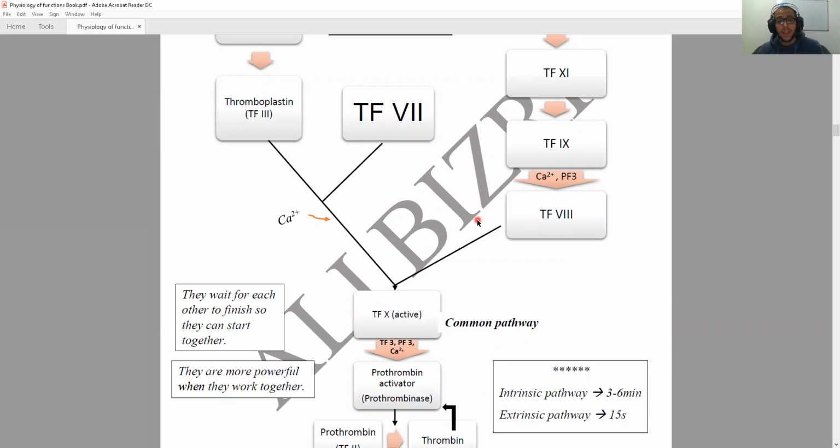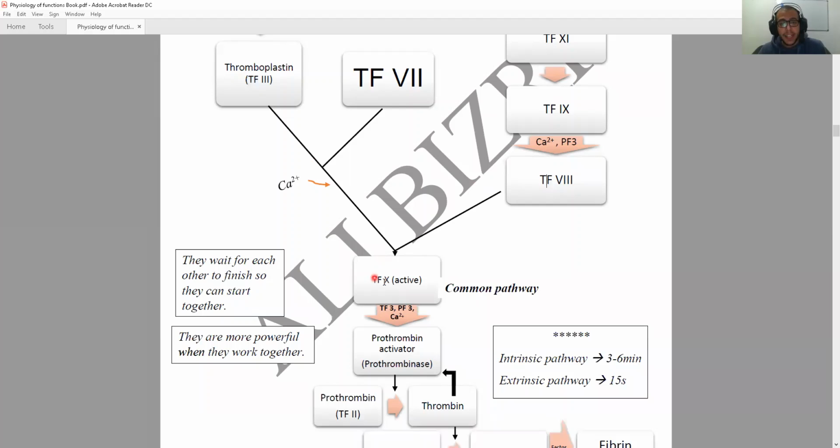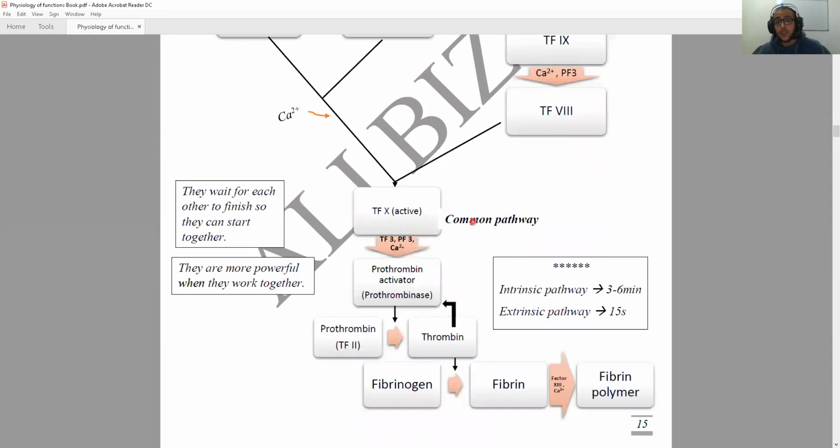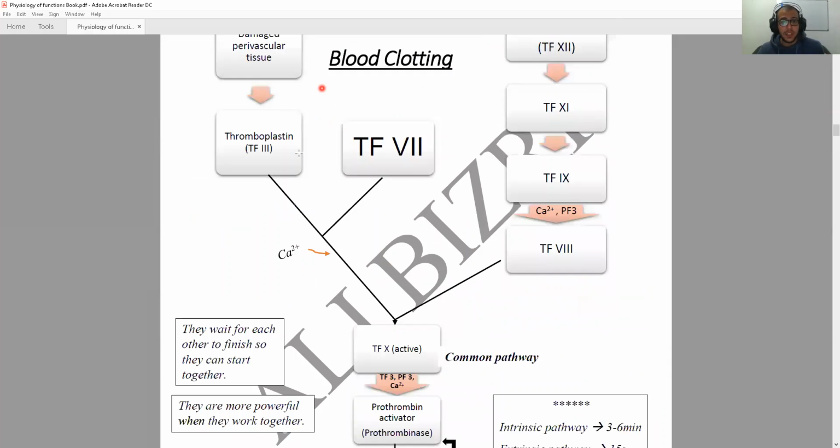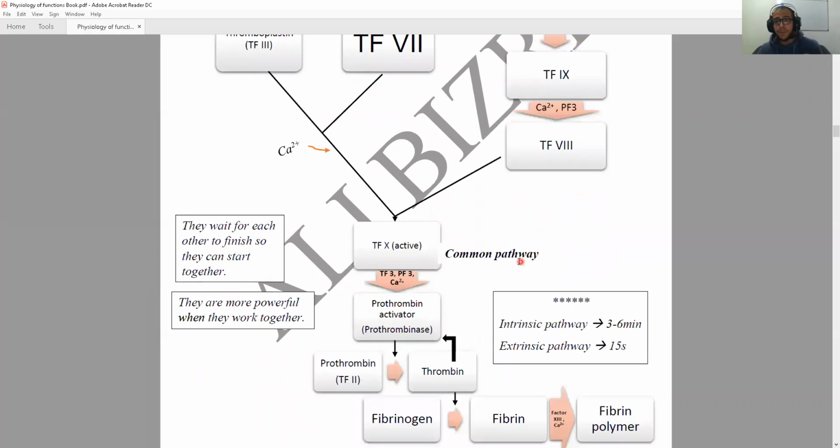Now we're going to be having a common pathway. So all of these factors, tissue factor 3, 8, and 7, are going to be activating the tissue factor 10. Tissue factor 10, now this is where the common pathway starts. Essentially, this is taking 15 seconds. This is taking 3 to 6 minutes. And now we're going to be having the tissue factor 10.